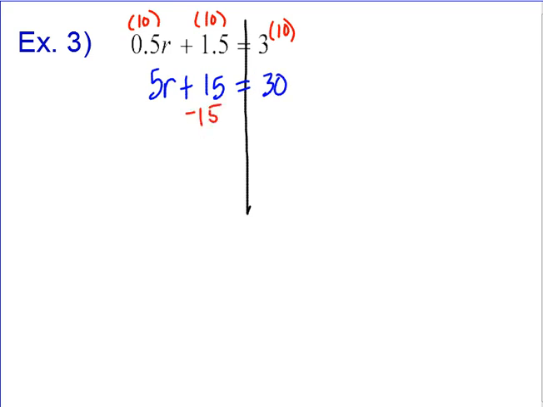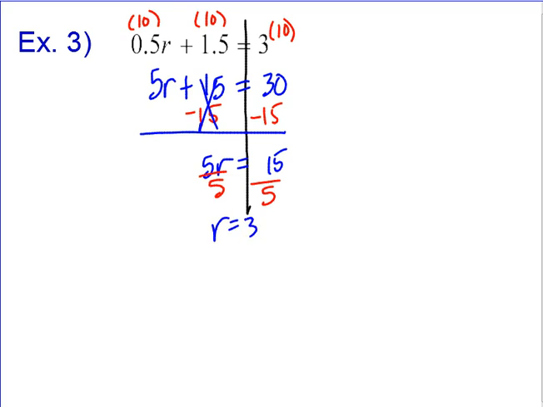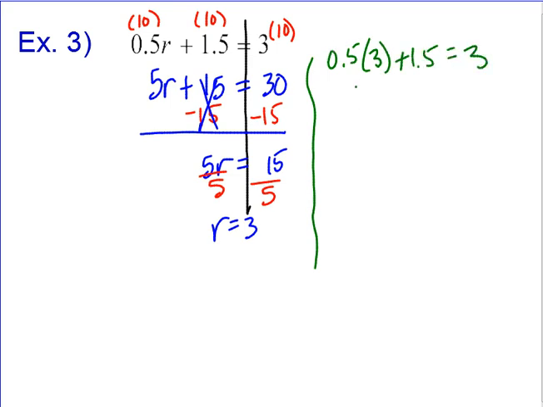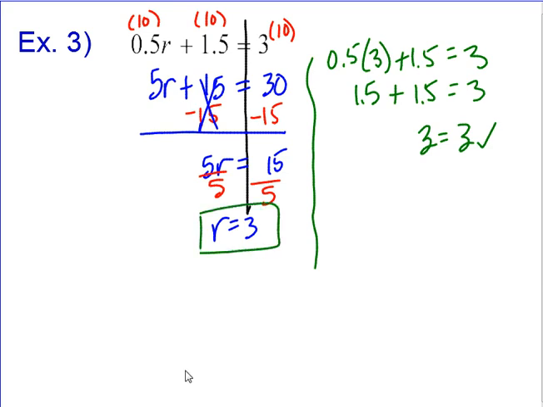So we're going to subtract 15 from both sides. That way this goes away. We're going to get left with 5r equals 15. Then we're going to divide both sides by 5. And we get r equals 3. We're going to check our solution. Plugging it in. 5 times 3 is 15, and with that decimal, that gives us 1.5, or 1 5/10. 1 5/10 and 1 5/10 is indeed 3. So our answer did work out to be 3.